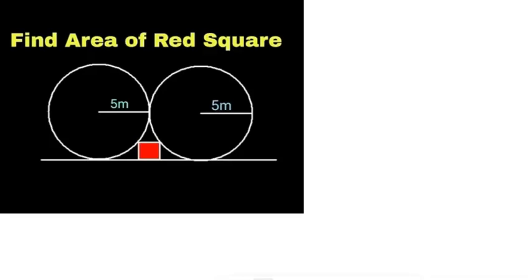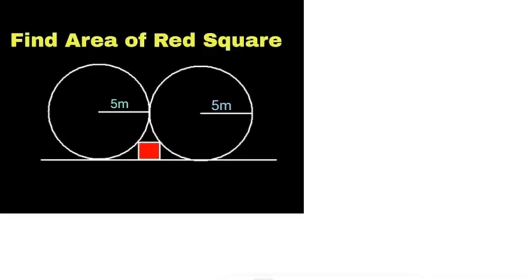Today we're giving another interesting geometry problem. As you can see, a straight line with two identical circles on it. We're given this red square right over here. And what is the question? We're here to solve for the area of this red square.